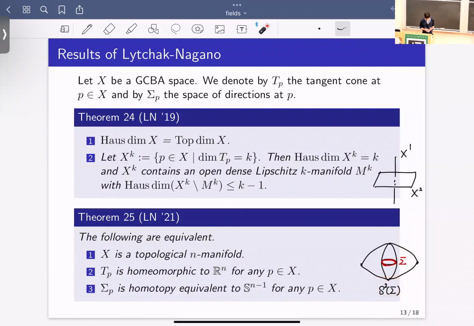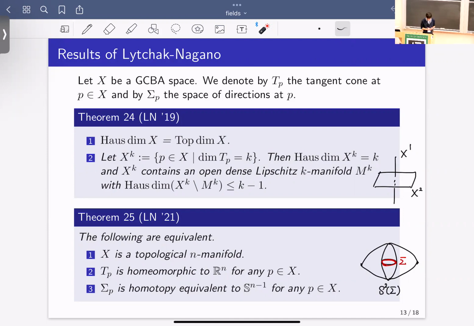Okay? So in particular, if you consider the space of directions of this double suspension at this pole, then it is a single suspension of the homology sphere. So this is not homeomorphic to a sphere. Okay. And I'd like to note that these theorems also hold for CBB spaces.